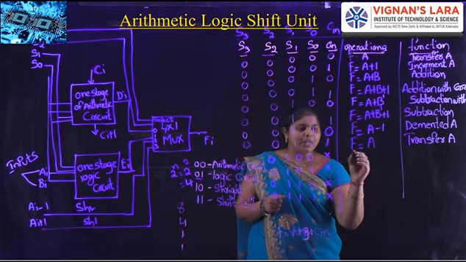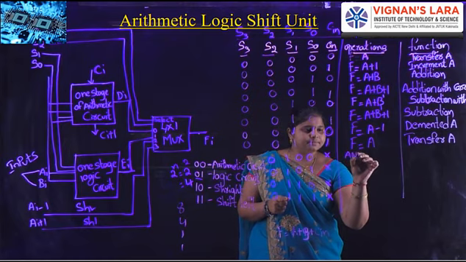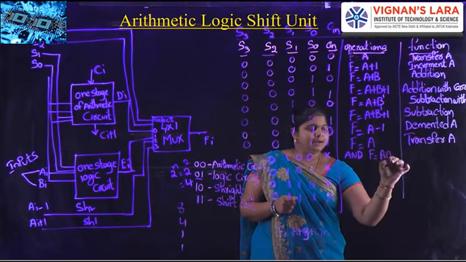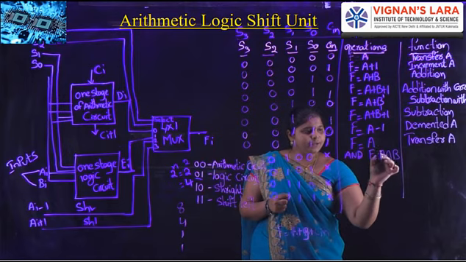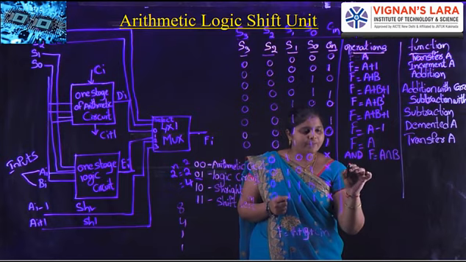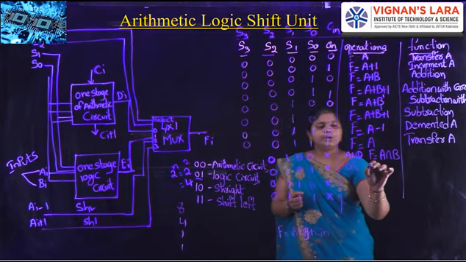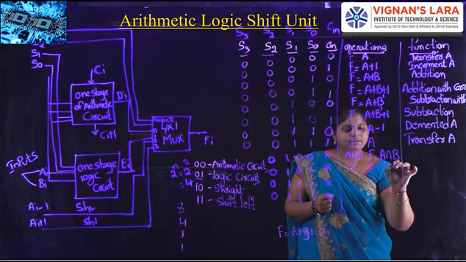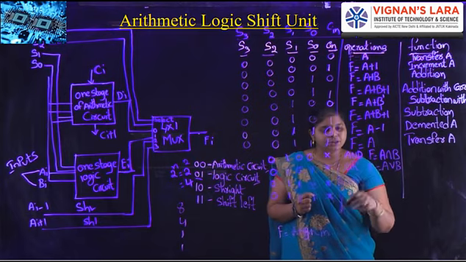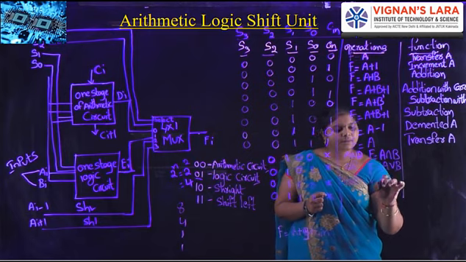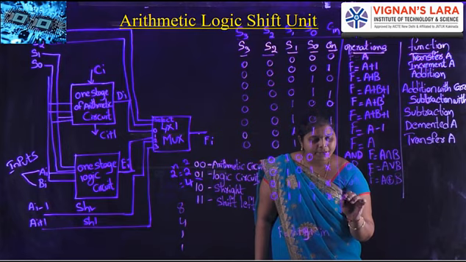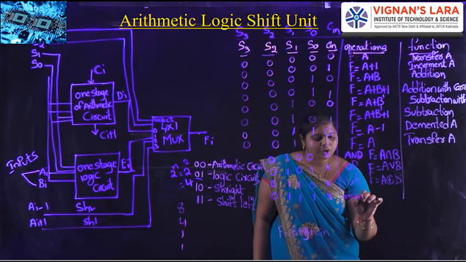Here for 0, 0 we perform the AND operation, F is equal to A and B. This is the AND symbol. Here 0, 1 means 1, we perform the OR operation, F equal to A or B. Here 1, 0, we perform the exclusive OR operation, F is equal to A exclusive-OR B. Here 1, 1 requires the complement operation. This is the function of the logical circuit.